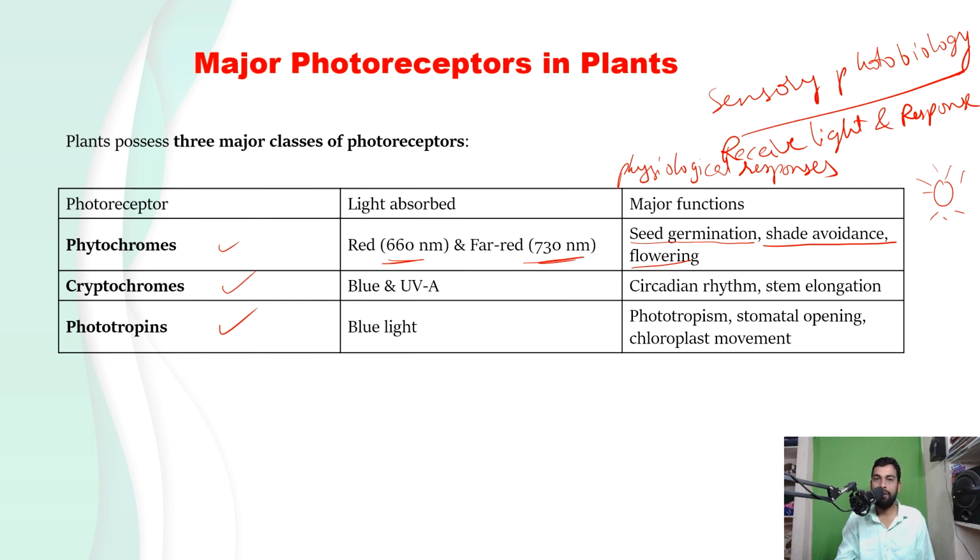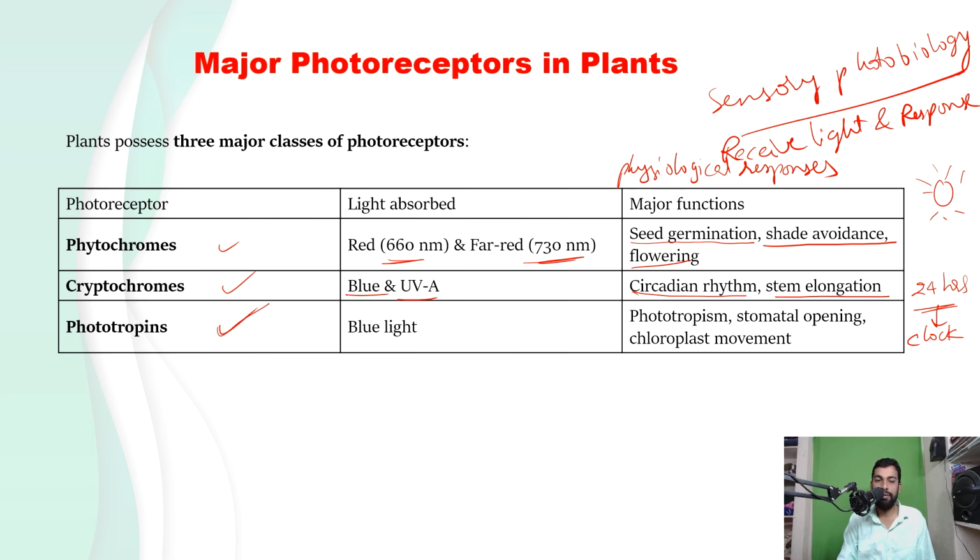The second photoreceptor is cryptochromes. It absorbs blue light and UVA light, ultraviolet A light. It is useful in circadian rhythm and stem elongation. What is circadian rhythm? We also have circadian rhythm. Circadian rhythm is like an internal clock of 24 hours. It determines what things should be happening in 24 hours in our body or in plants.